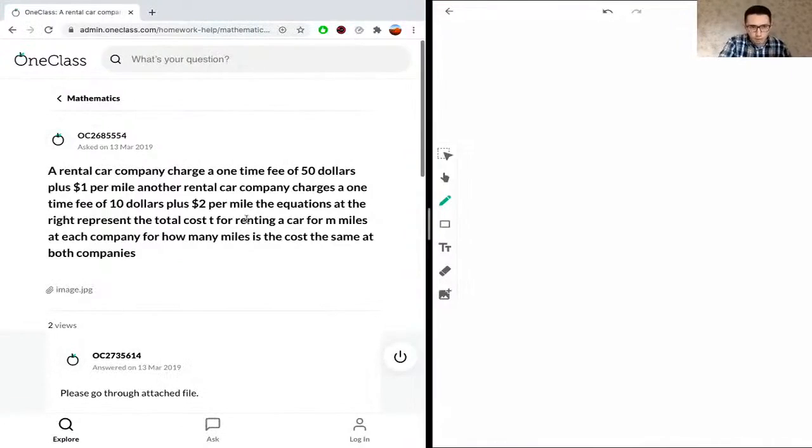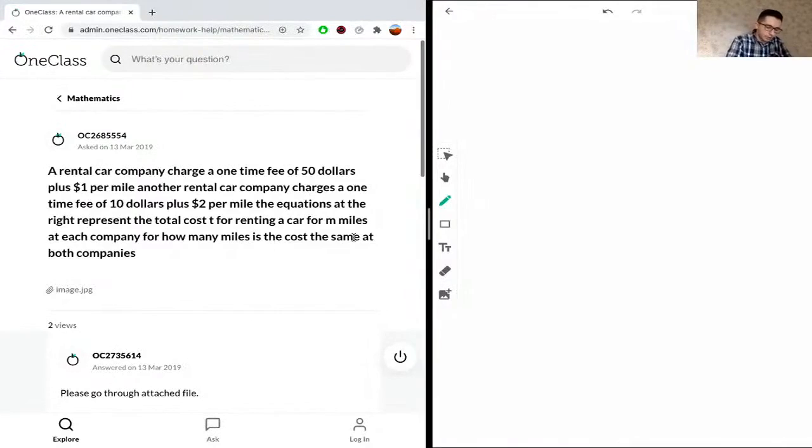So the total cost T for renting a car for M miles at each company, for how many miles is the cost the same at both companies? So we're trying to figure out for how many miles the cost is the same for both companies, and we're given information. We can define two functions for each kind of company.